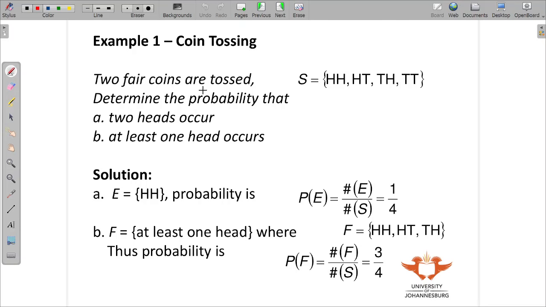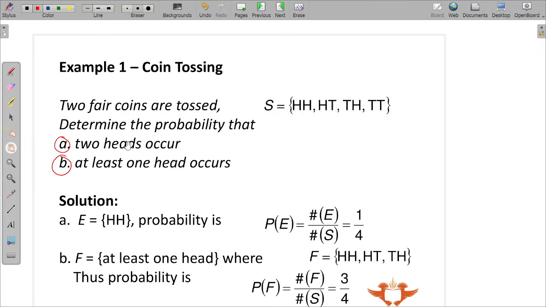Now let's go through this example. Two fair coins are tossed. Determine the probability that A, two heads occur, and B, at least one head occurs.